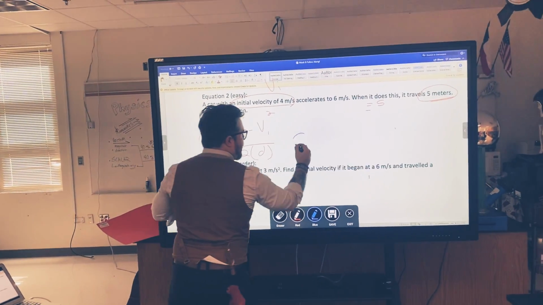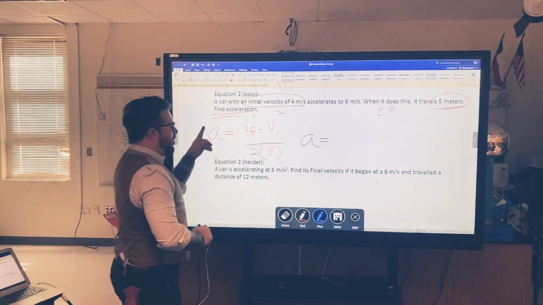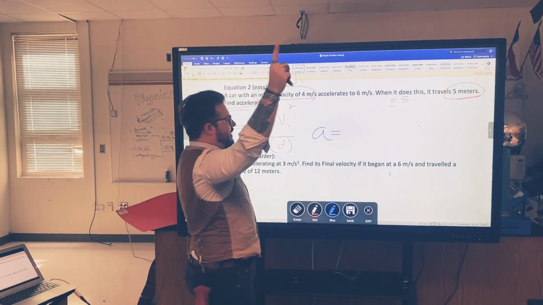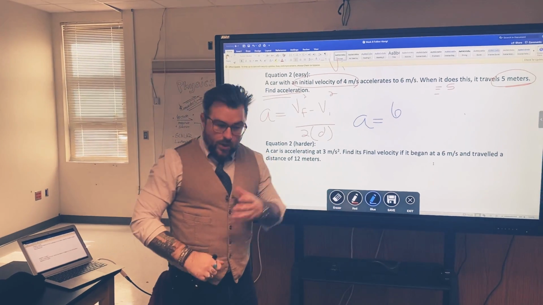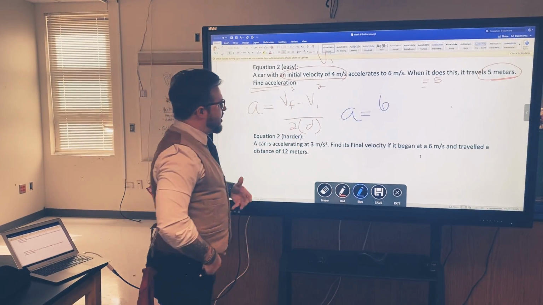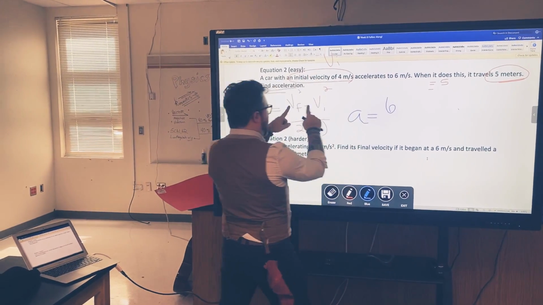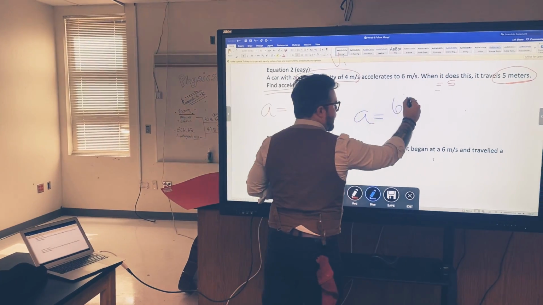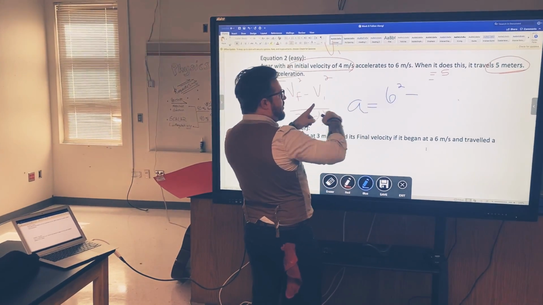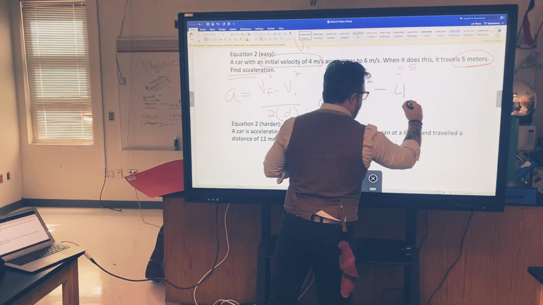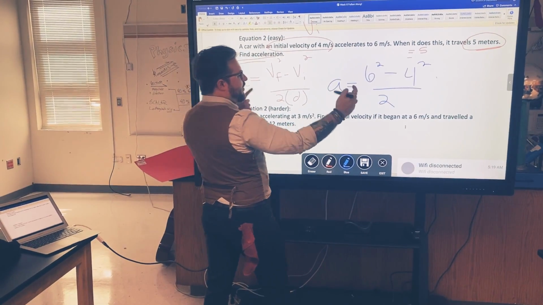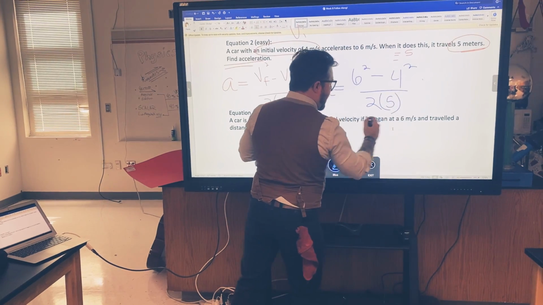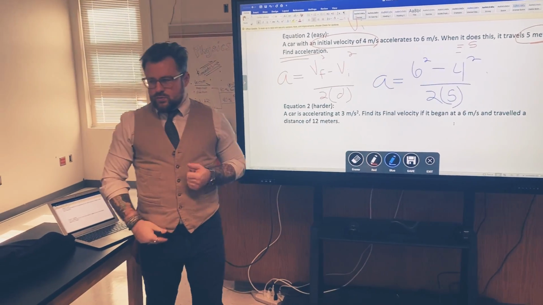I'm looking for acceleration. That's my unknown. What is my final velocity? 6. Do you understand how it's not 4? I started at 4. I ended up at 6. Going from 4 to 6, that's a positive change. So I got 6, and don't forget this, squared minus, what is my initial? 4 squared divided by 2 times the displacement. How much displacement? 5 meters.